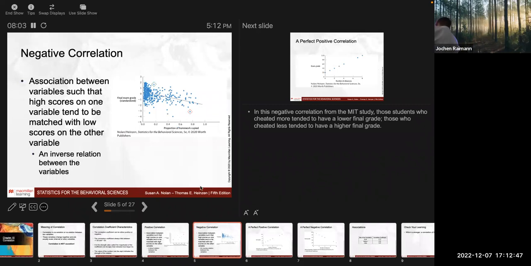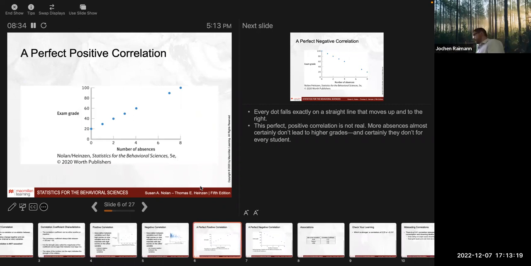So now, as said, we also have negative correlations. In that case, the correlation coefficient is negative. That means if, as the independent variable, the proportion of homework copied increases, the final exam grade in the same fashion decreases. So that's inverse. One variable increases, the other one decreases. That's a negative correlation.